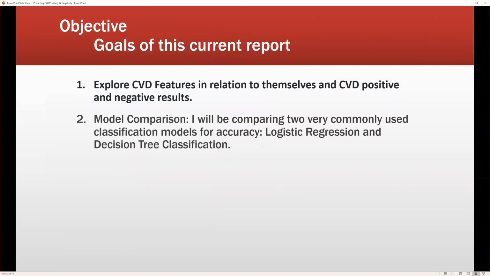So just some goals and objectives from the current report that I'm running. I want to explore cardiovascular, or CVD, features in relation to themselves and to the cardiovascular case of positive and negative results, as well as a model comparison for comparing two very commonly used classification models for their accuracy, which would be logistic regression and decision tree classification as well.